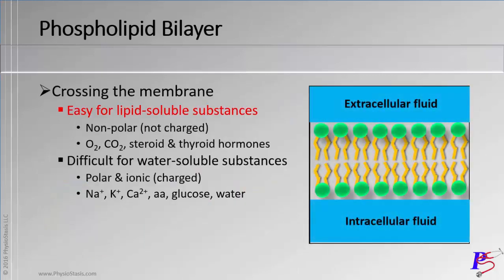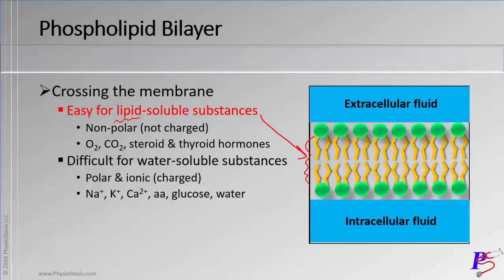Now let's discuss crossing this layer. Only briefly here, because in our next video we will get into more detail about crossing the layer. It is easy for things that are lipid soluble or that like lipids to cross the layer. If you take a look at the phospholipid bilayer, does it look thicker in the middle or thicker on the ends? It's thicker in the middle. What's the middle made out of? Lipids. So anything that's made out of lipids can get through it easier.